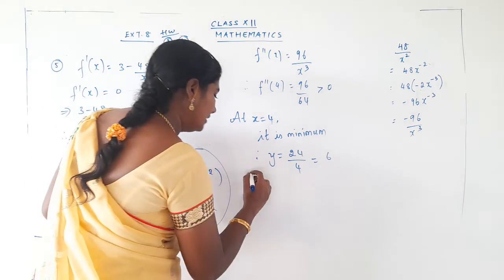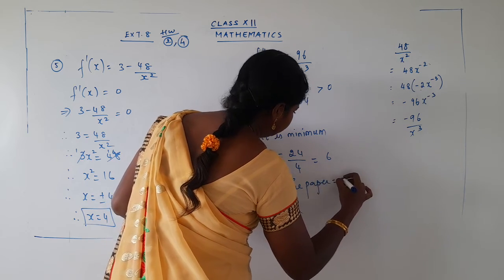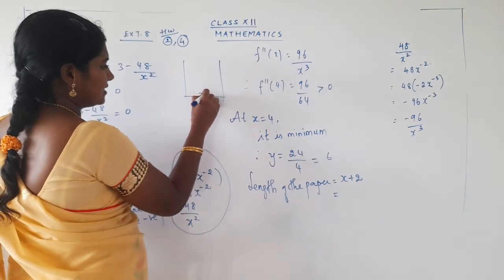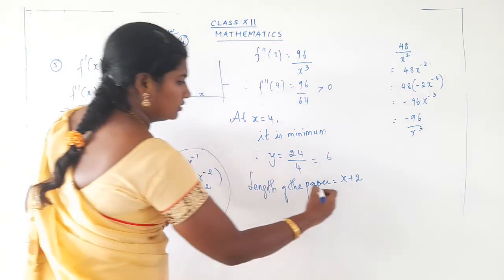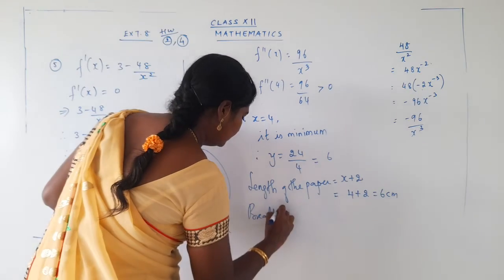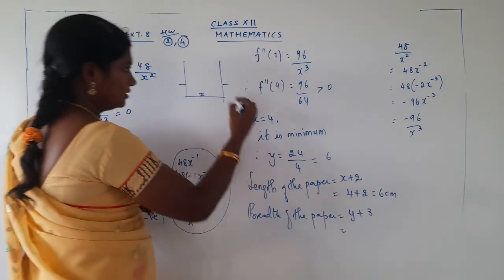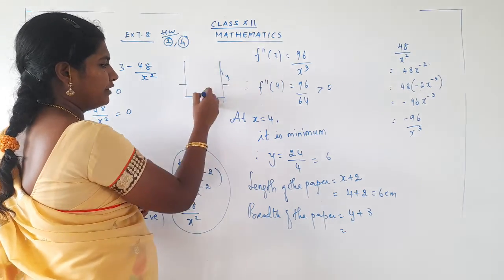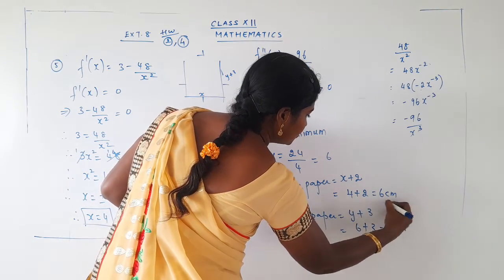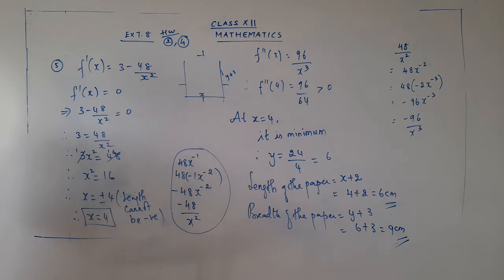So what is the length of the paper? So length of the paper is equal to x plus 2. Yes, we had it like this, isn't it? This was x and we had here 1 centimeter. So it is x plus 2. So it is 4 plus 2 is equal to 6 centimeter. And breadth of the paper is equal to y plus 3. This side, the length side, we had y and we had 1.5 and 1.5. So y plus 3. So y is 6 plus 3 is equal to 9 centimeter. So we have found the dimension of the page. 6 centimeter and 9 centimeter.